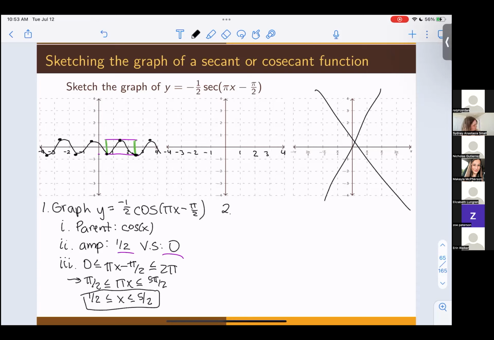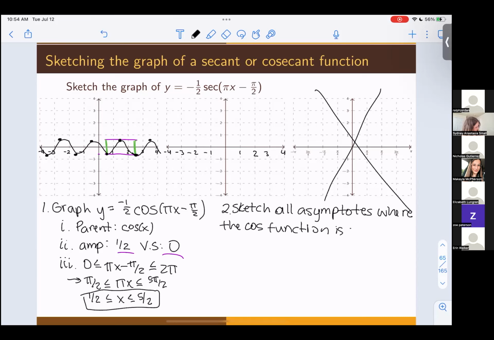So step 2 will be to sketch all asymptotes still on the same set of axes where the cosine function is 0. So get out a different color just to keep things straight. Now there's going to be a lot of them on this graph because that's just how this happened to work out. But it seems like at every whole number we cross at 0. That would have been more clear if I drew this more carefully. But halfway through the interval, we intersect here.